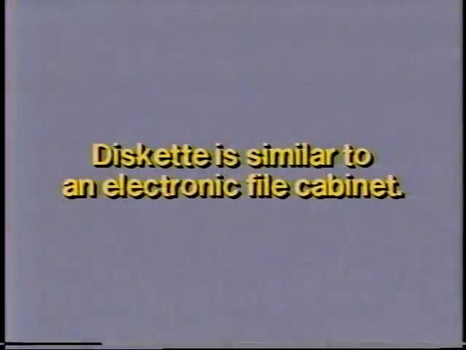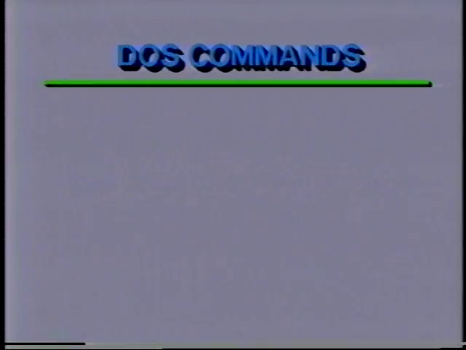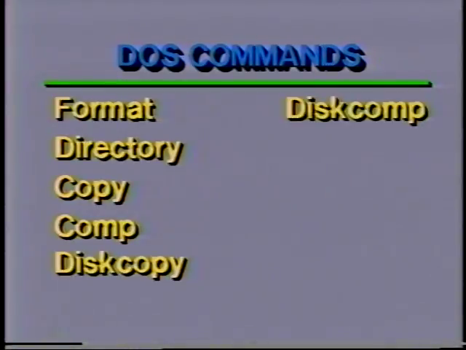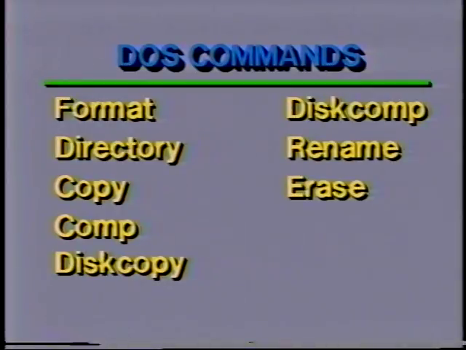Let's review what we've covered so far. We've learned a diskette is an electronic file cabinet and contains files similar to the conventional file cabinet you probably have in your office or home today. And the disk operating system provides you with a series of commands to operate on those electronic files pretty much the same way you operate on your conventional files. The disk operating system commands that we've covered today are format, directory, copy and comp, disk copy and disk comp, rename, erase, and clear screen.